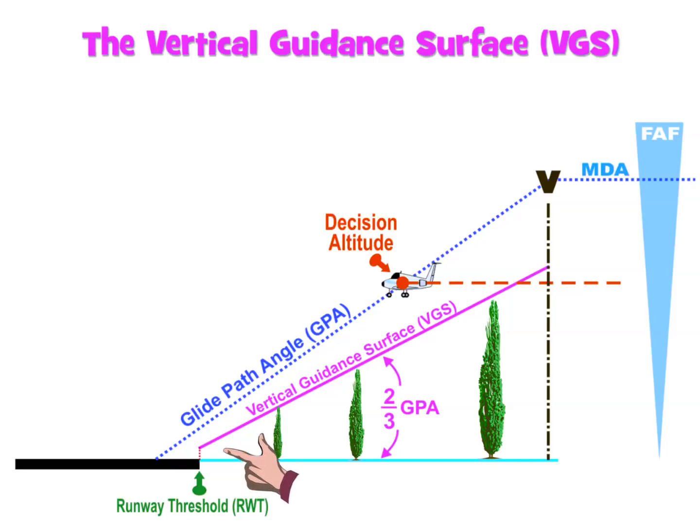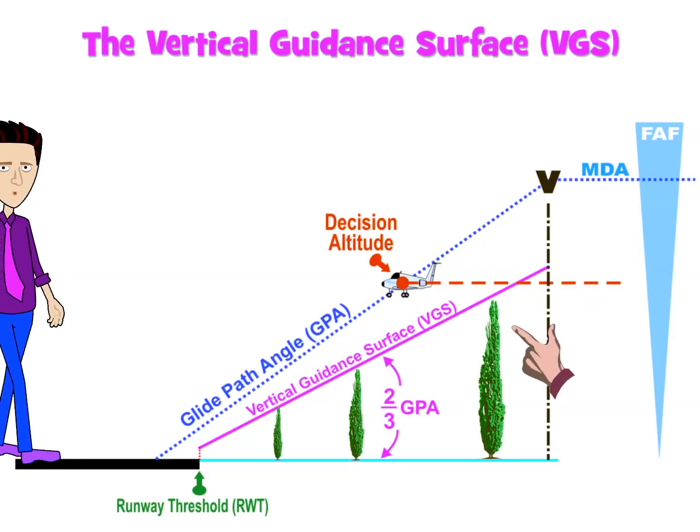It's not much though. The vertical guidance surface extends outward and upward until reaching the highest published decision altitude for a precision approach or an approach with vertical guidance, or until reaching the horizontal position of the VDP, visual descent point, for the highest published MDA for a non-precision approach.